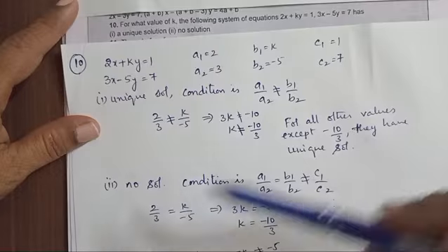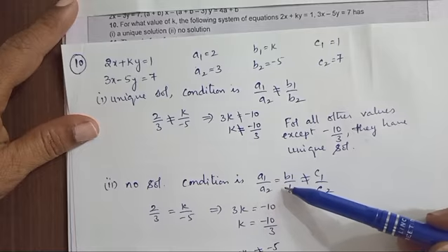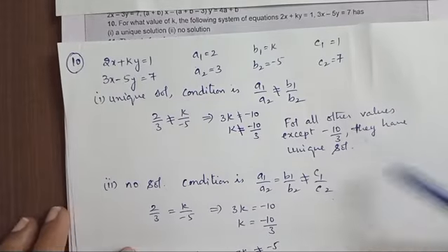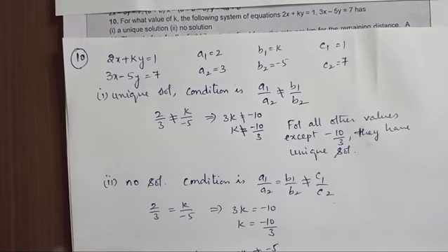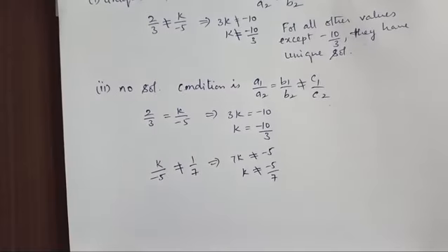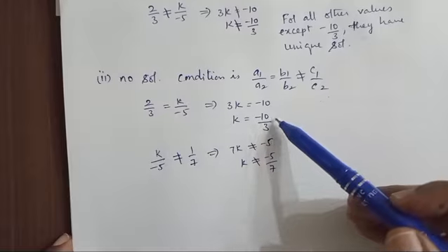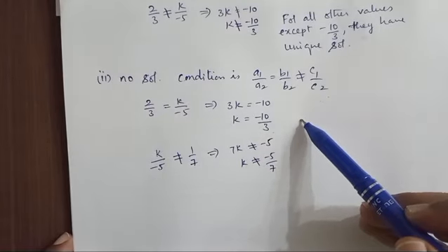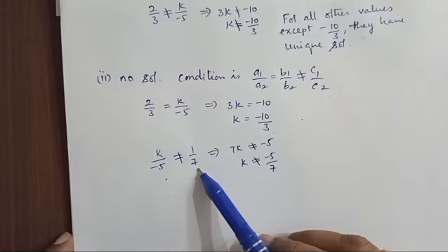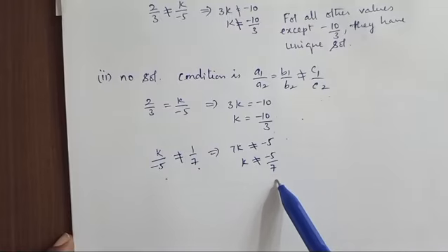Question B, no solution. We know that the condition is a1 by a2 is equal to b1 by b2 is not equal to c1 by c2. Hence, the ratios we have are 2 by 3 is equal to k by minus 5. Hence, 3k is equal to minus 10, k is equal to minus 10 by 3. Right. We also have k by minus 5 is not equal to 1 by 7. 7k is not equal to minus 5 and k is not equal to minus 5 by 7.